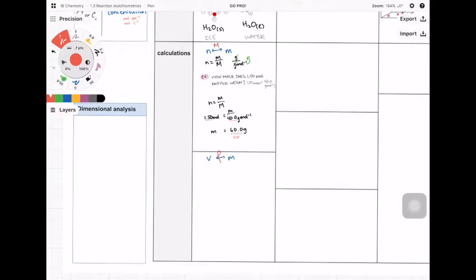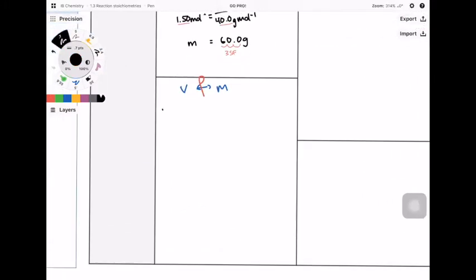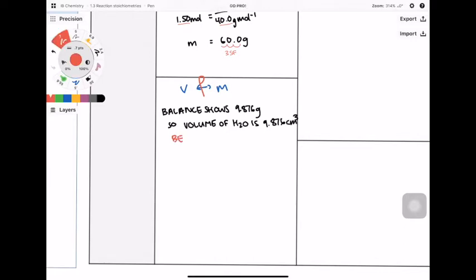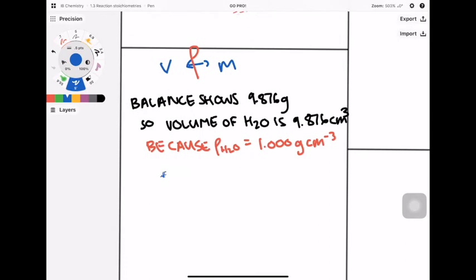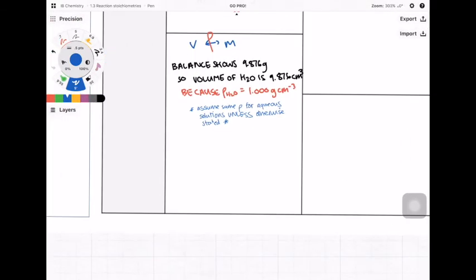The other kind of calculation that you're going to have to do in terms of solids or liquids that are pure is converting between volume and mass, and we use density. So for example, if you have a balance that shows this particular mass of H2O, the volume is the same in centimeters cubed because the density of water, rho H2O, is 1 gram per centimeter cubed. So converting for water is relatively straightforward. Between volume and mass, it's equivalent. And the good thing here is for aqueous solutions, so things dissolved in water, we can also assume the density is 1 unless otherwise stated.